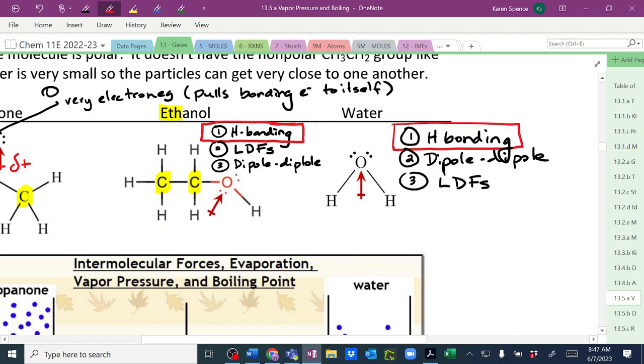All right, now, out of ethanol and water, whose forces are going to be stronger and why? Water. Water is going to be stronger. Why is that?